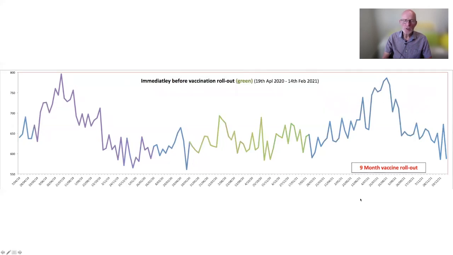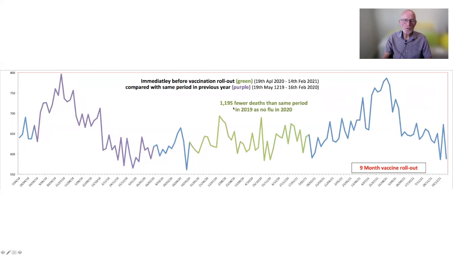The second thing I did was to compare the time immediately before the 9 month vaccine rollout, and that's the green in the middle of the graph here. And I compared that with the same period here the year before. And the difference is 1,195 fewer deaths than the same period in 2019. And again, no flu here, but there probably was significant flu here. 1,000 fewer deaths. So it's like a bucket, really. This is one side of the bucket, goes down to the bottom and up the other side. And the bottom is 1,000 less deaths. And then you go up the other side, 2,000 more deaths. So why were there more deaths here when there were less deaths there?